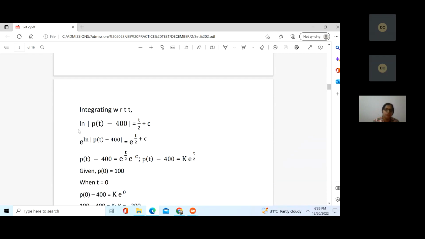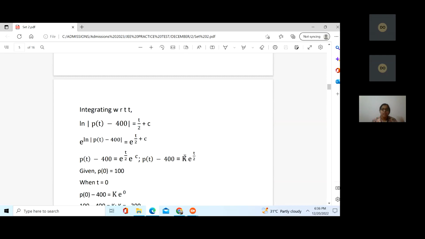Now I need to remove the log, so I can take the exponential. I'll write this as e raised to ln of p(t) minus 400 is equal to e raised to t by 2 plus c. Here I can use the formula x raised to m plus n, so this is e raised to t by 2 multiplied by e raised to c. The e and ln will get cancelled, and I'll have p(t) minus 400 equal to e raised to t by 2 into e raised to c. I'm going to substitute e raised to c as the value k.